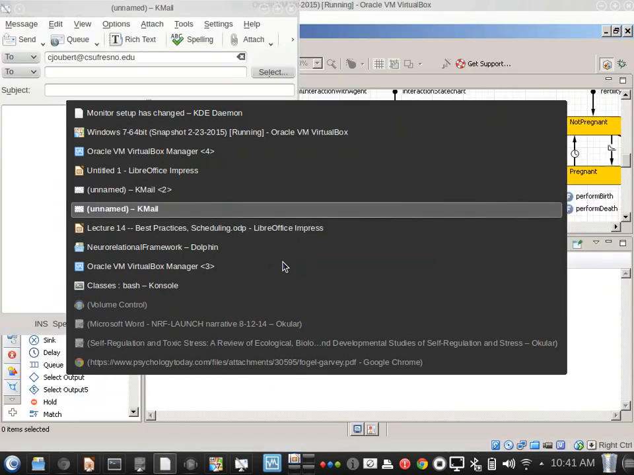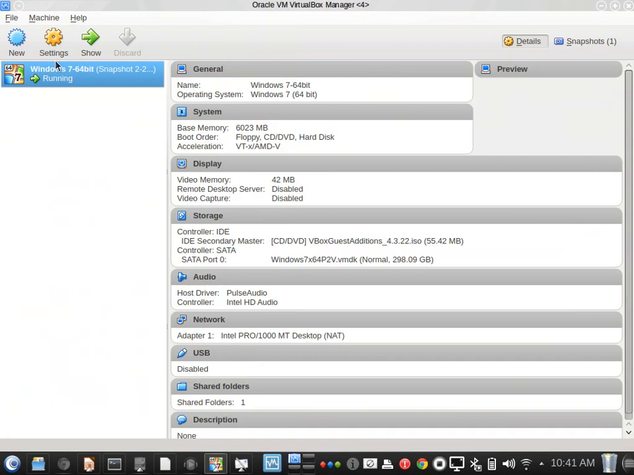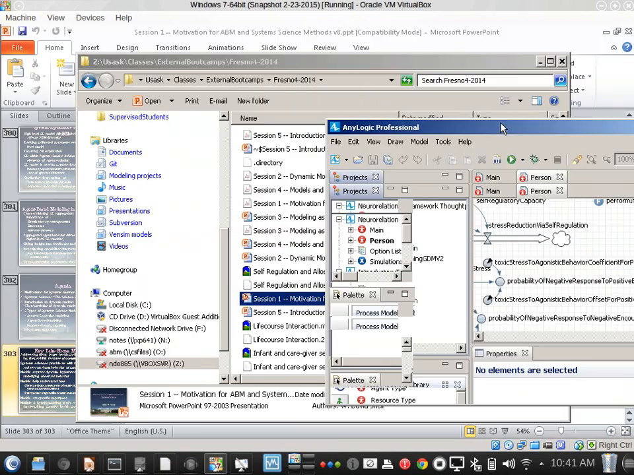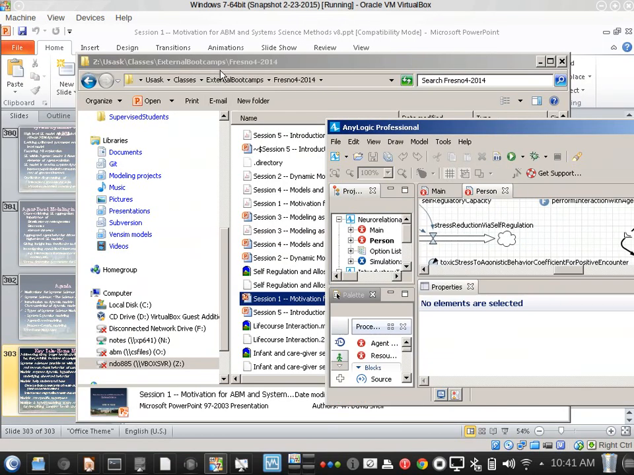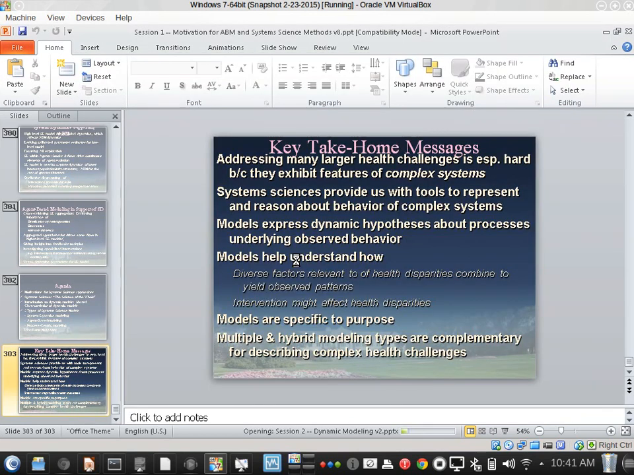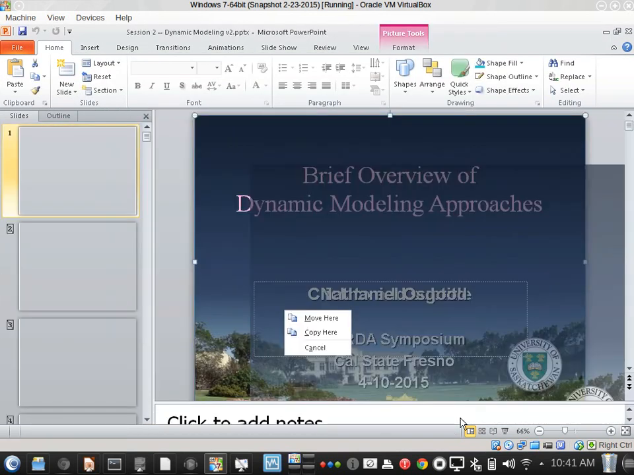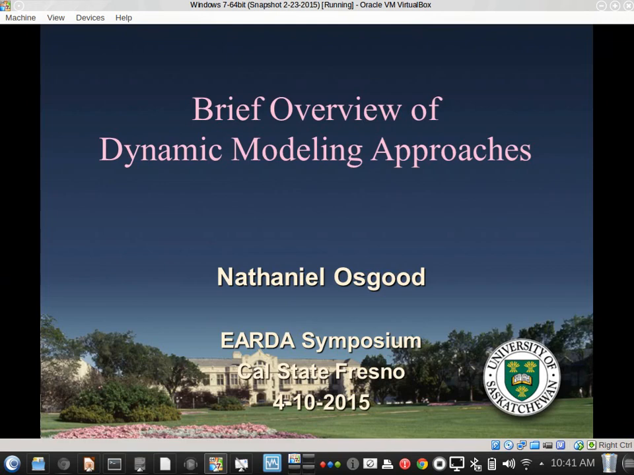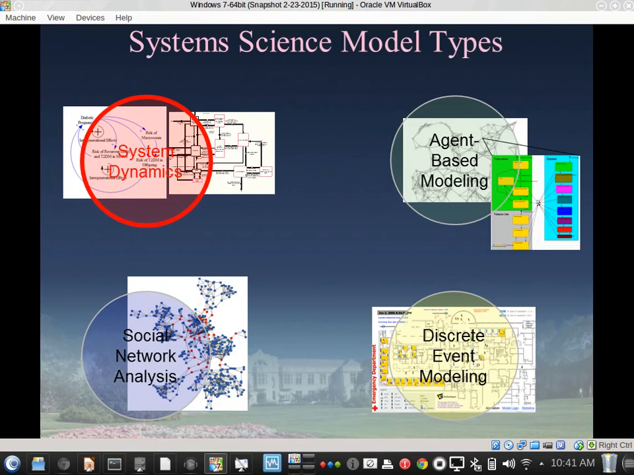Okay, so with this presentation, I'm going to talk about 3 types of modeling that are very popular within the system science area, and particularly for system science and health. All of these are dynamic modeling approaches. They're all approaches that fall into that general rubric we've just talked about.